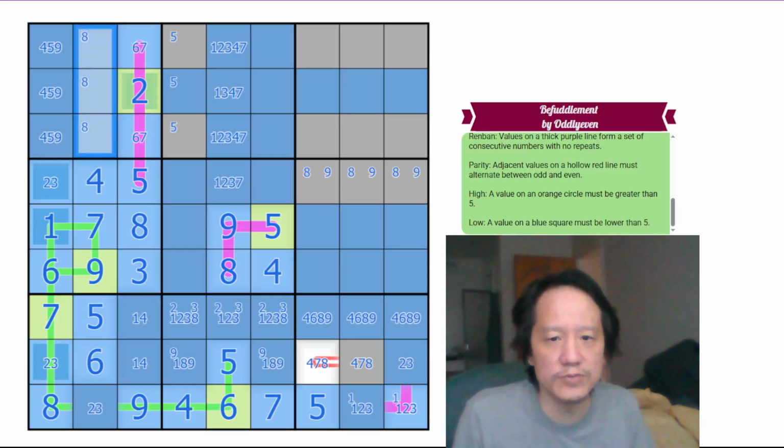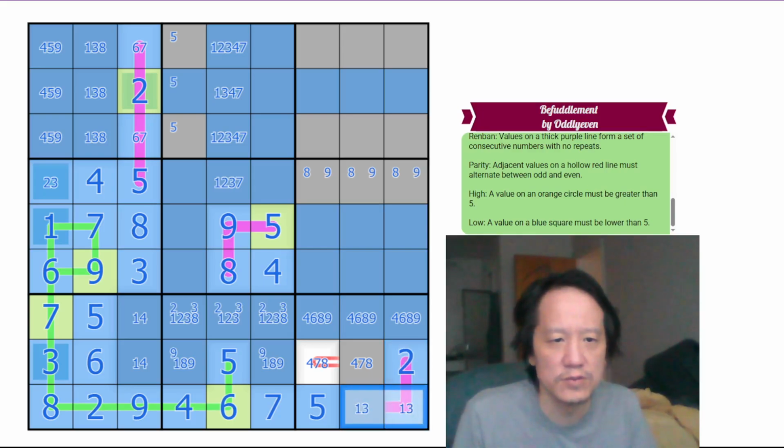The rest of column 2 has to be 1, 3, and 8. That 1, 3, 8 triplet eliminates 1, 3, and 8 in the rest of the column. So this is 2, which makes this 3. That makes this 2, which means none of these are 2. This 3 eliminates 3 here, so this is 2. So this cannot be 2 here.